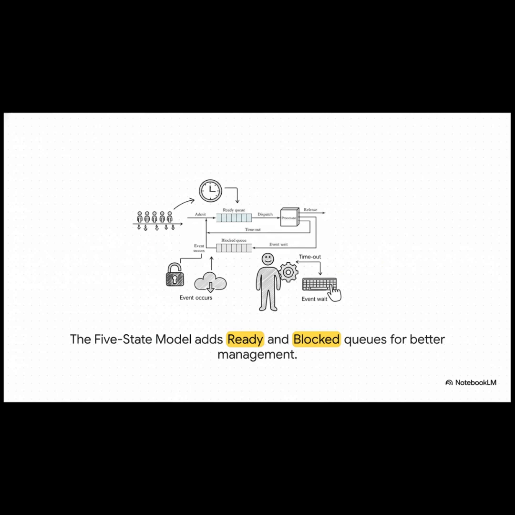I mean, not running can mean a couple different things, right? A process that's just waiting for its turn is very different from a process that's stuck waiting for, say, a file to download. So the OS is smart about it. It keeps a list of processes that are ready to go, just waiting for the CPU. And it has another list for processes that are blocked because they're waiting on something else. The OS only ever picks the next contender from that ready list.